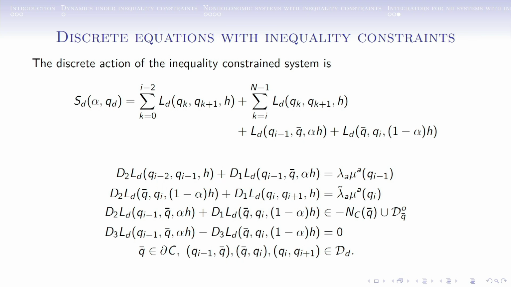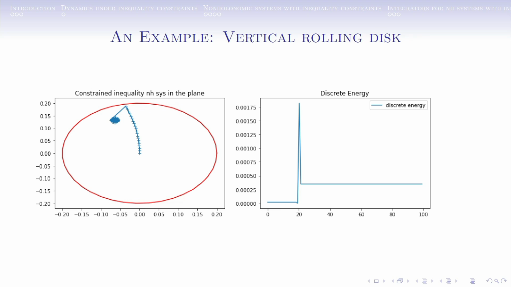The first one is the momentum equation, how momentum changes. Then we have energy conservation. Then we have the condition that q bar belongs to the boundary of our set. And then we have the discretization of our non-holonomic constraint. So this is the integrator. It is very complex, very difficult to implement. In any case, we were able to run it for short times, and we obtained not so bad results.